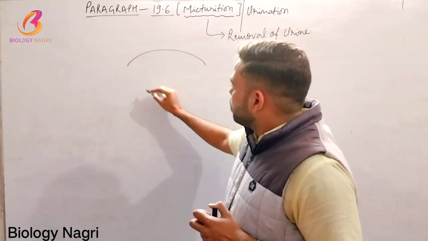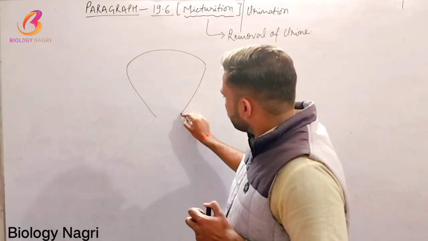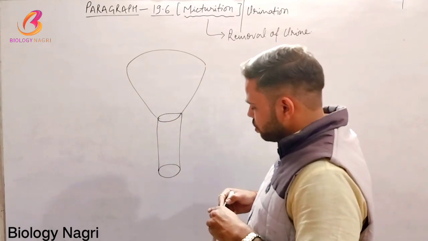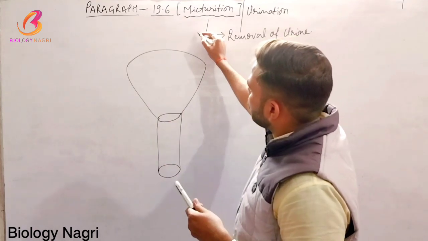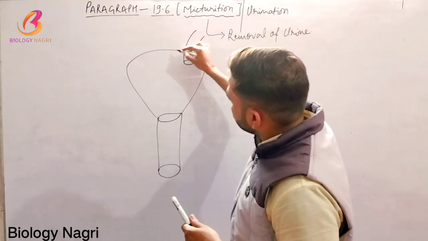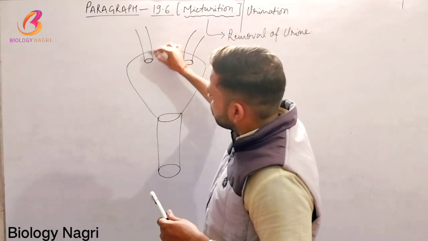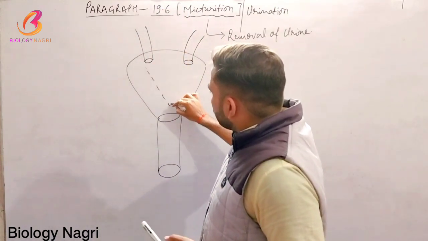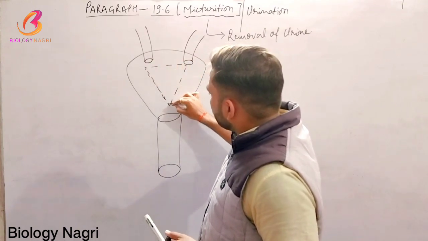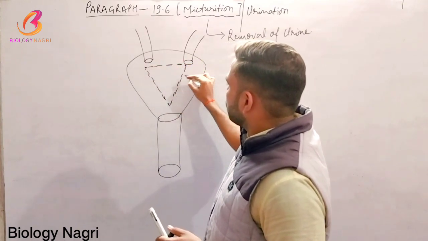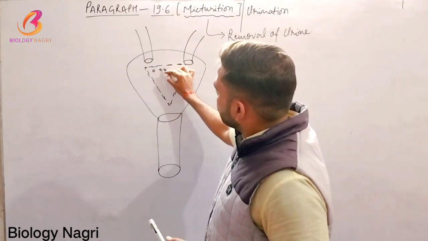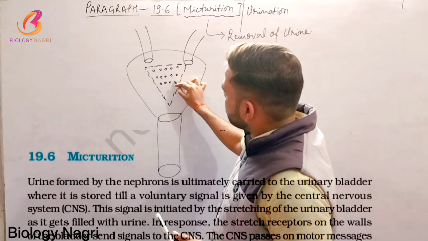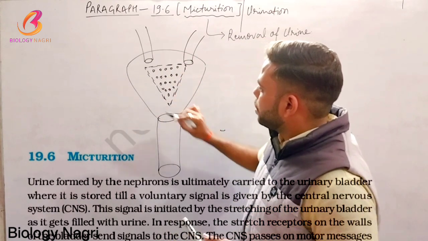This is our urinary bladder, beta. This is the urethra. And inside this urinary bladder, these are the openings of the ureters, which are coming from both kidneys. There is a triangular region in this urinary bladder. This is called the trigone, in which there are receptors called stretch receptors. And these stretch receptors play a very significant role in micturition.